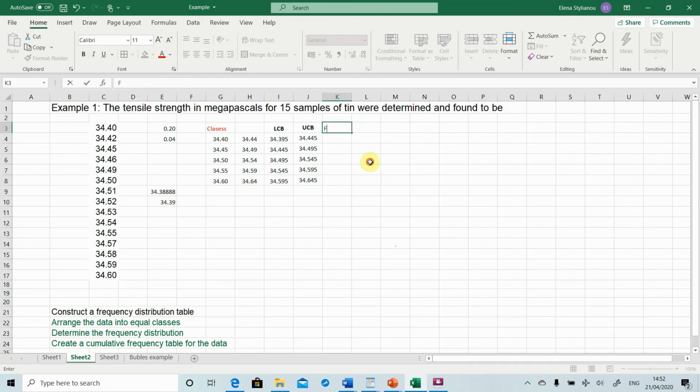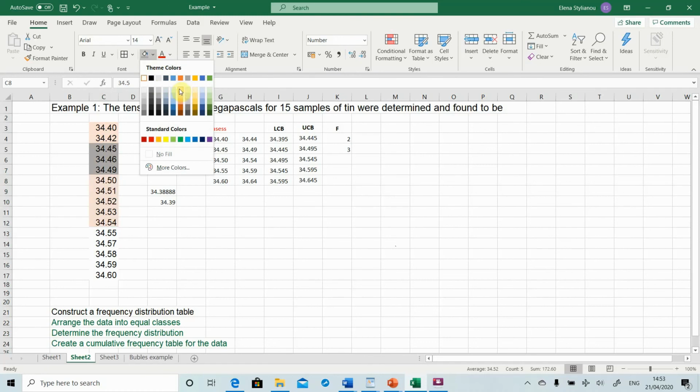The next thing we want to do is calculate the frequency. The frequency is the value of how many data go into one class or another. We can see that our first class contains only 2 data. Our second class is these 3, let's use different colors, 3 data in this class. Our next class contains data up to 54.